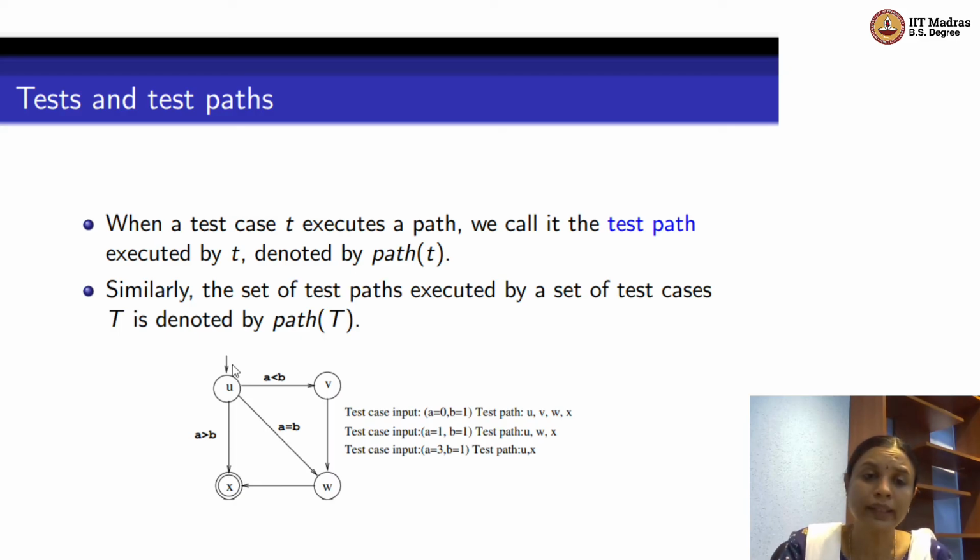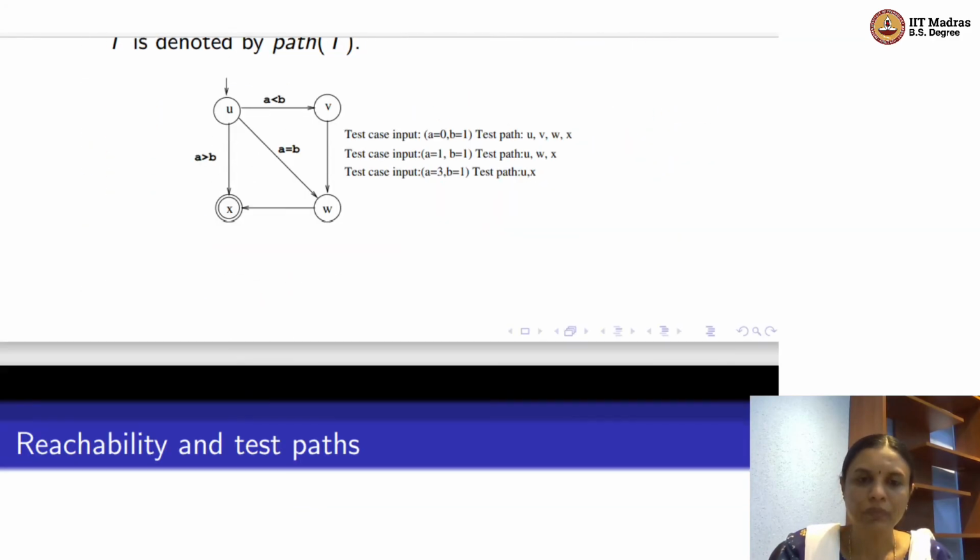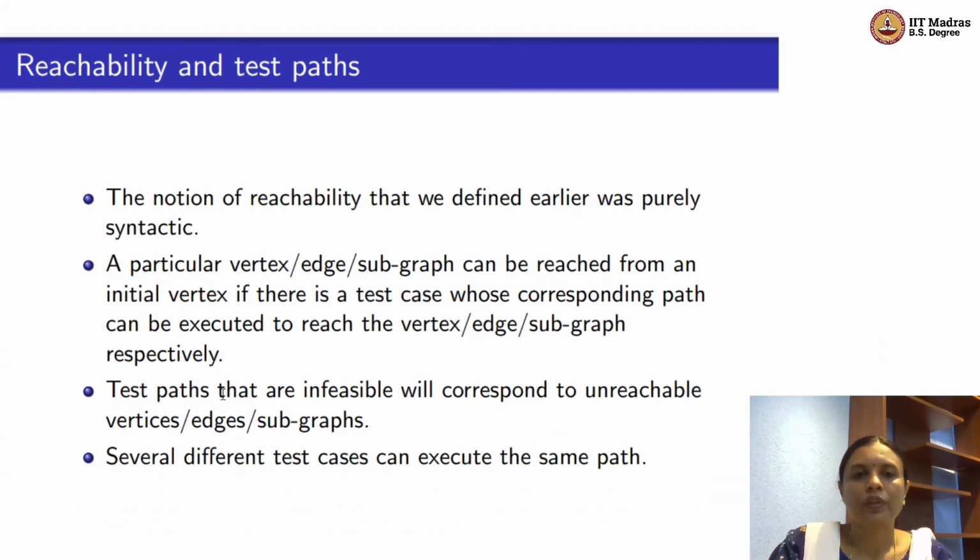Test paths always begin at an initial vertex and end at a final vertex. Please remember that. Suppose you give a test case value where A is greater than B, then it will take the test path U to X. It is just a trivial path with just one edge in it.